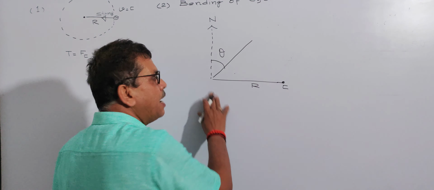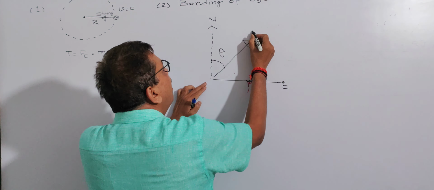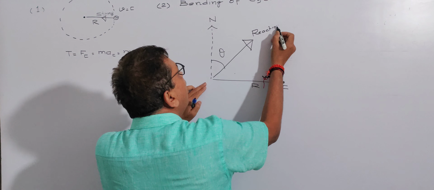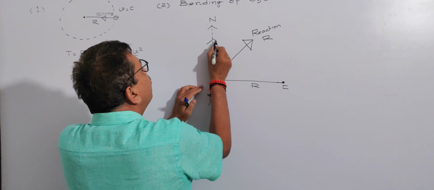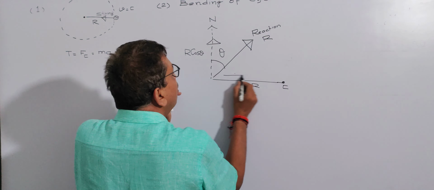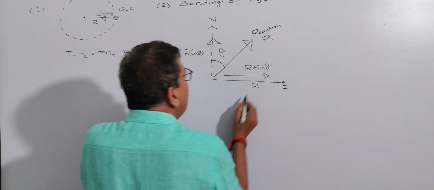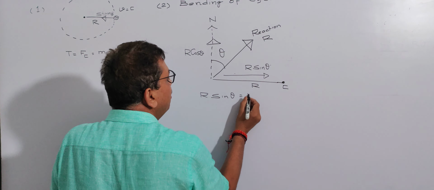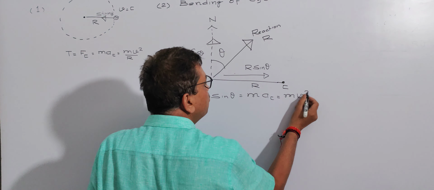So once the cyclist bends his body, the reaction R will come in this direction, and it will have two components. One will be in the vertical direction, that is R cos theta, and another will be in the horizontal direction, towards the center, that is R sin theta. So R sin theta is nothing but mass times the centripetal acceleration. The speed of the cyclist is v, so I can say it is m v square by r.